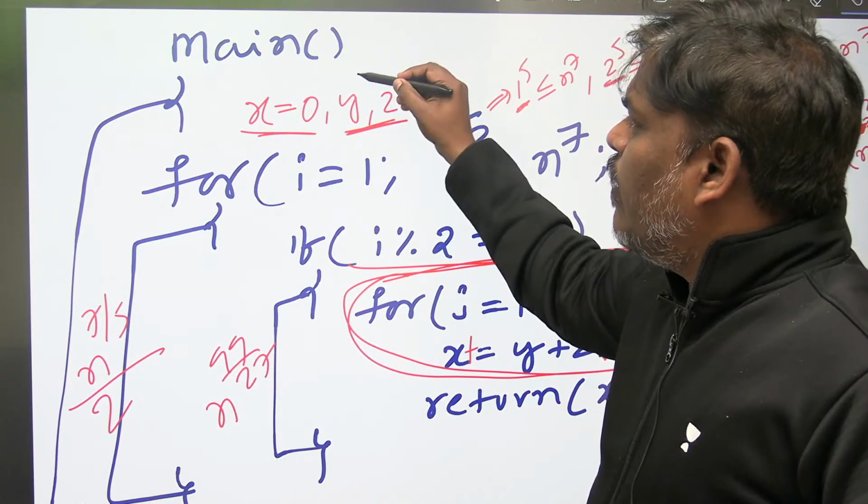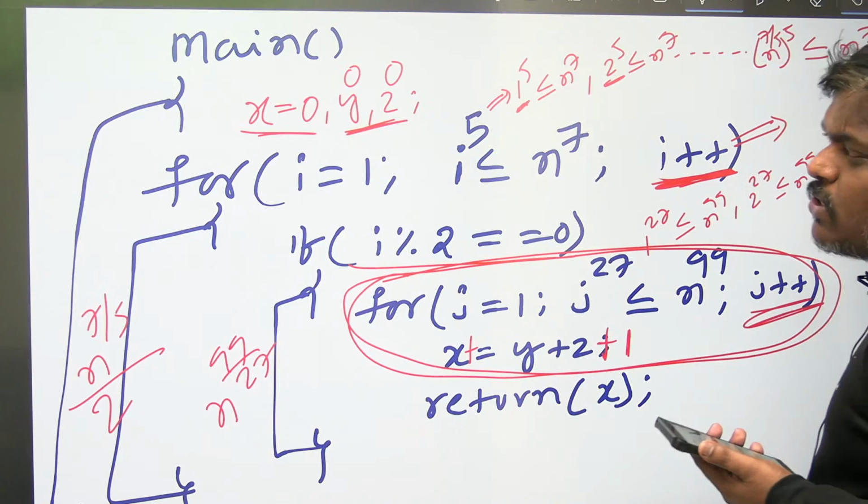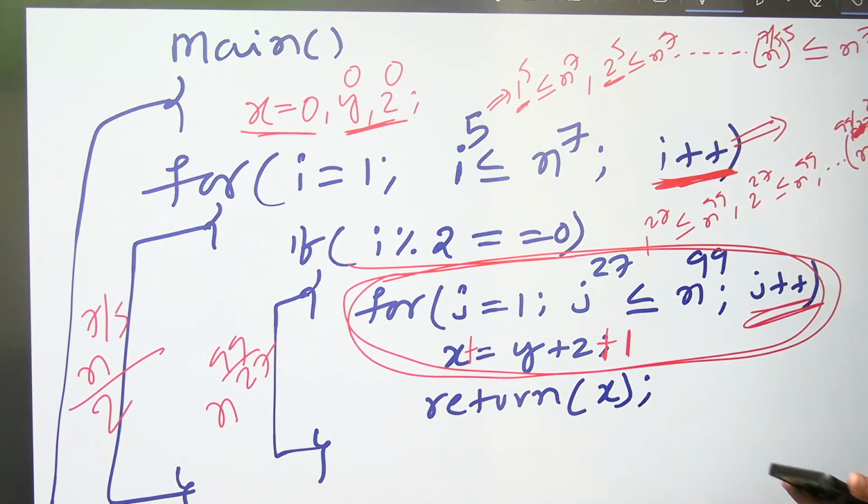y is 0, assume z also 0. Initially x is 0, y is 0, z is 0, assume. Can you help me now?